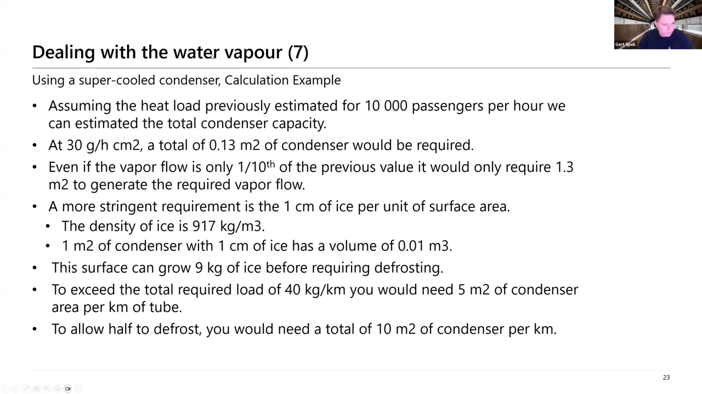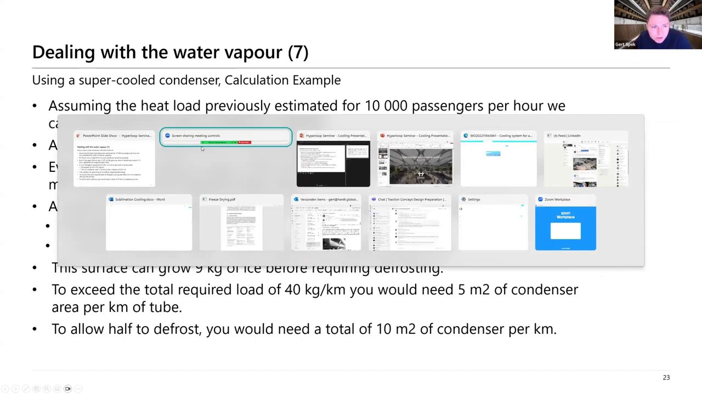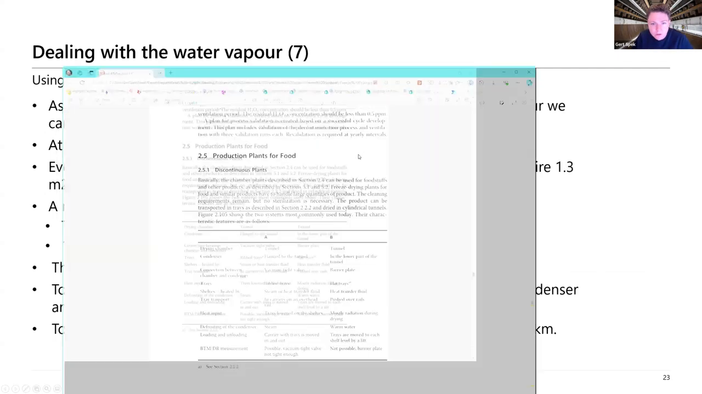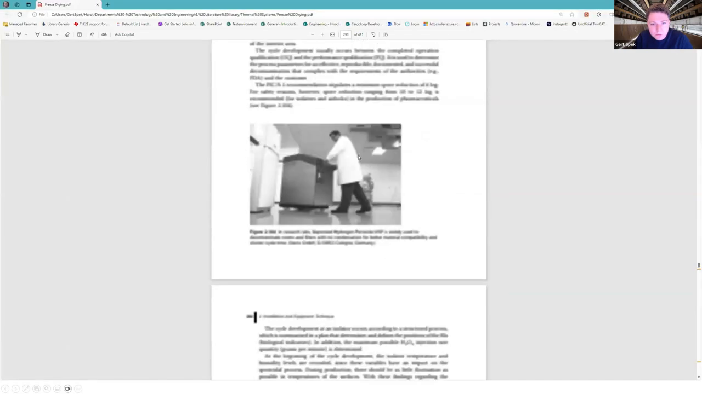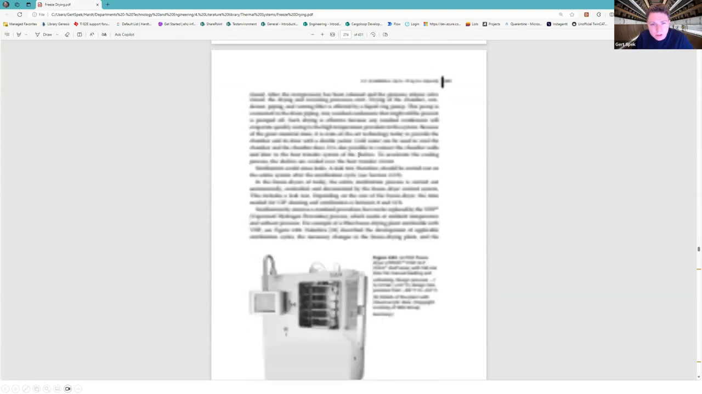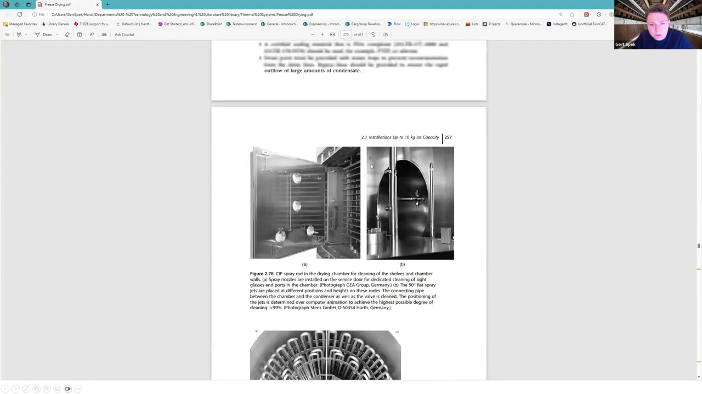I have some. Let me quickly try and open the book on the freeze drying, where they have an example. Now I need to find it.